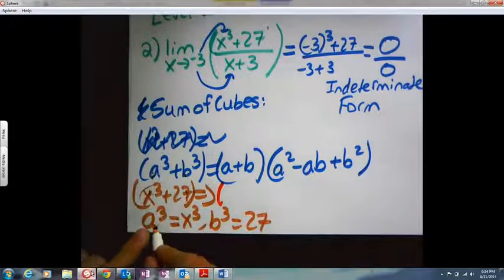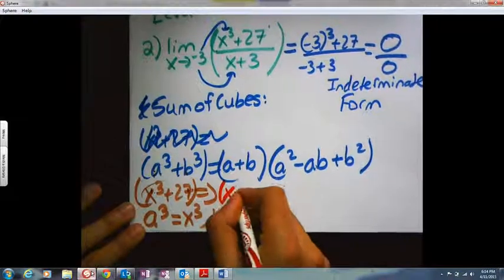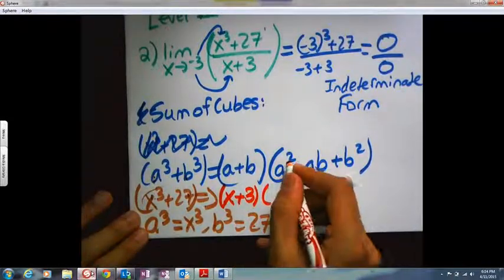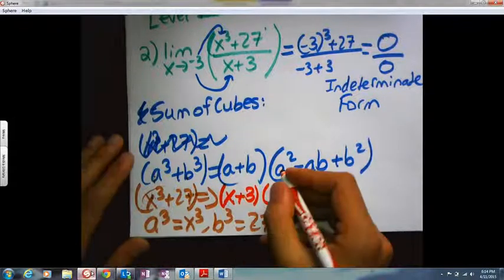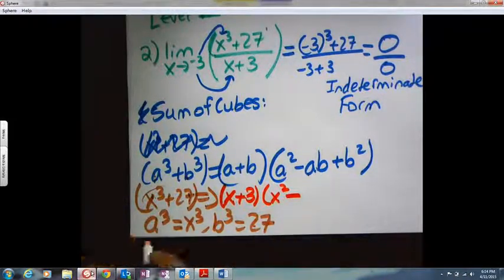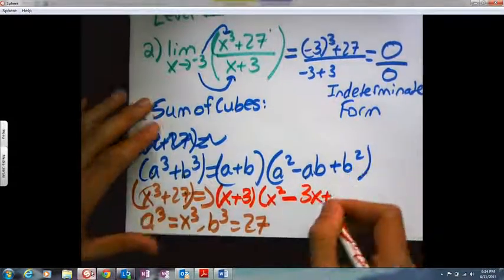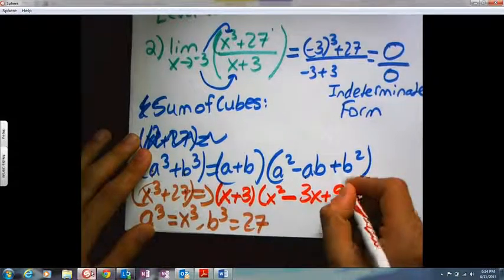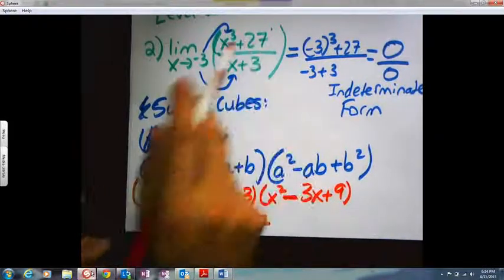If a cubed is x cubed, a must be x, plus b cubed was 27, b must be 3. Then a squared must be x squared, minus a times b, which is minus 3x, plus b squared. b cubed is 27, b is 3, which means b squared is 9. This red is the factoring of the brown, which is the factoring of the numerator of my limit.